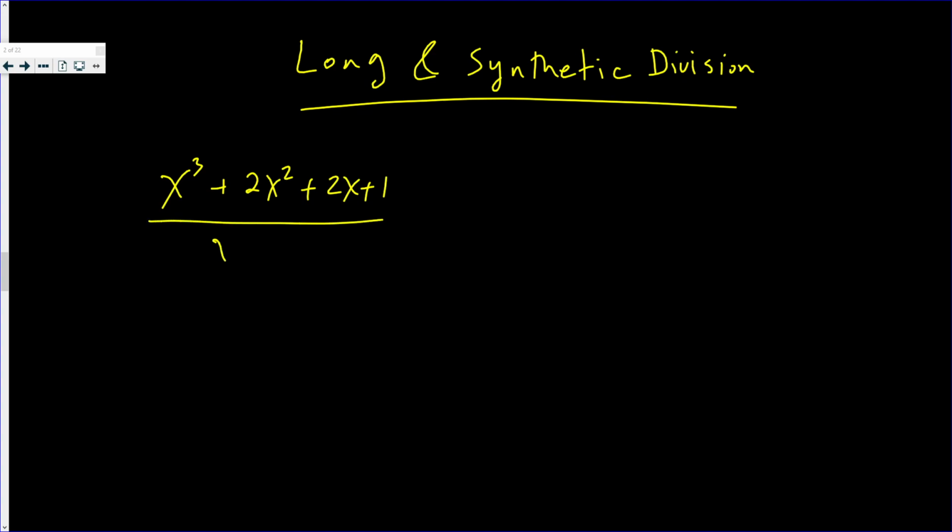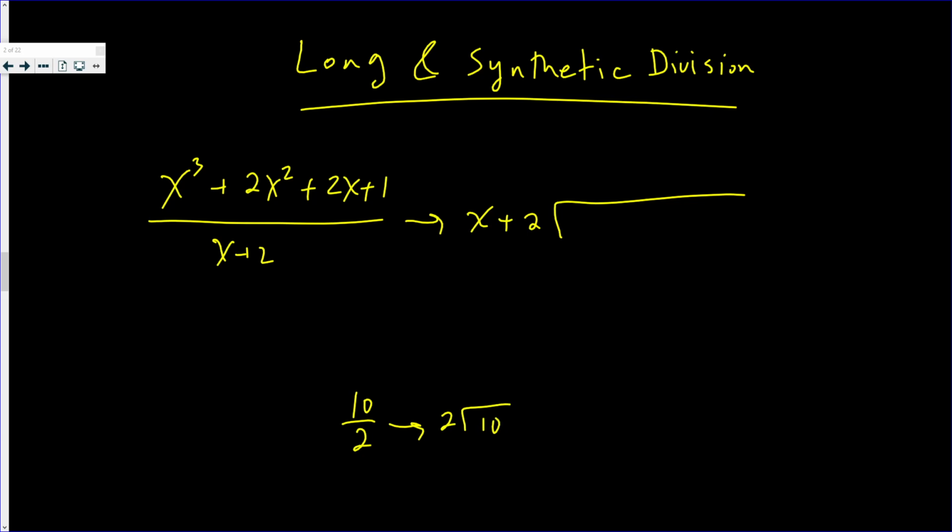You want to divide this by x plus 2. I'm going to use long division. So the denominator goes out there. Just like if you were going to do 10 over 2, you would do 2 into 10. The denominator goes outside the bar. The numerator goes inside the bar.